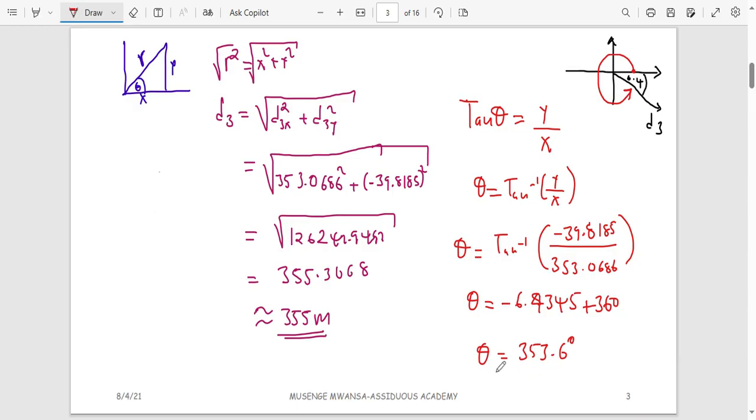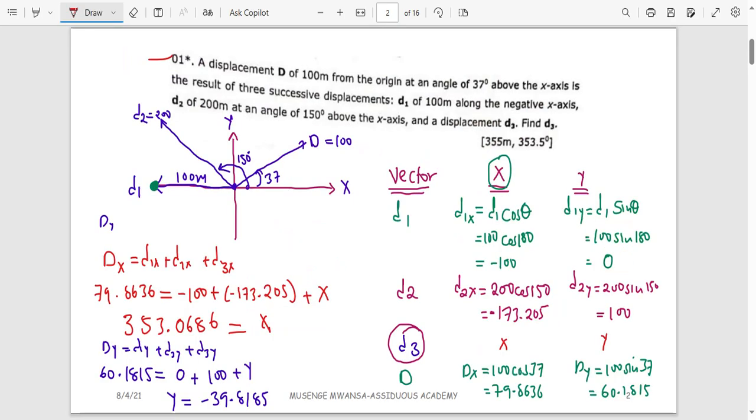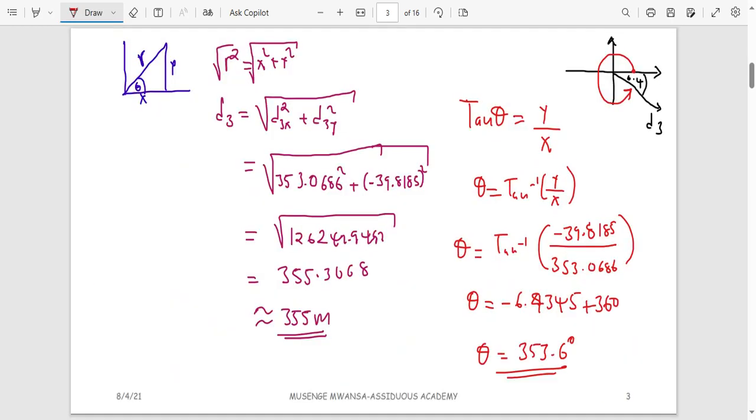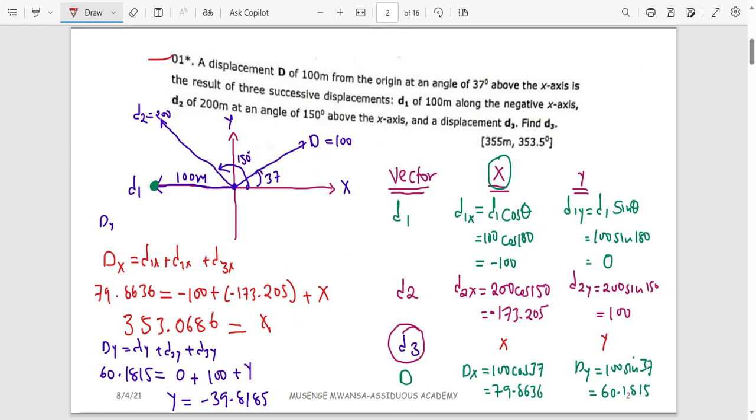So if you do that, what you are going to find is going to be 353.6 degrees. Let's confirm if these answers are correct. 353.5 and 353.6. Can you see that? It's because we've been rounding off. That's why we've written 353.6. The answer is 353.5, but it's still correct. There's nothing wrong. Does that make sense? Is there anyone that has got a question?